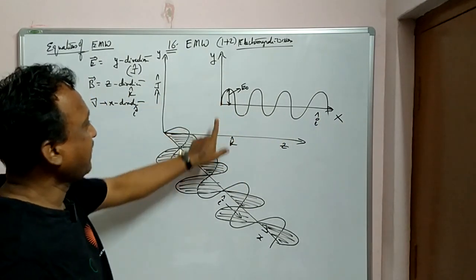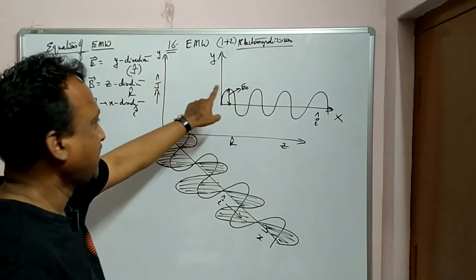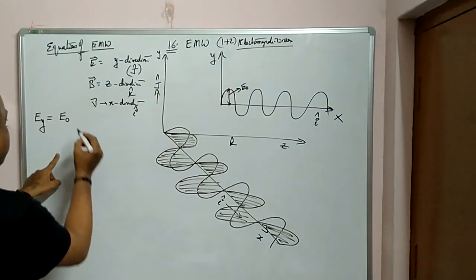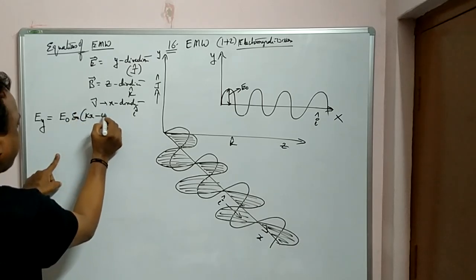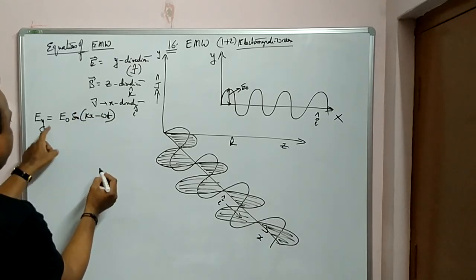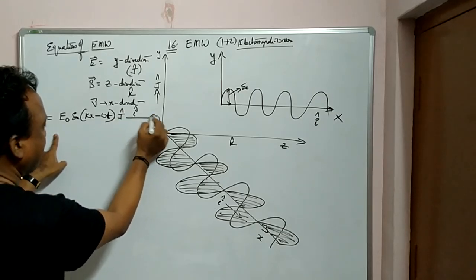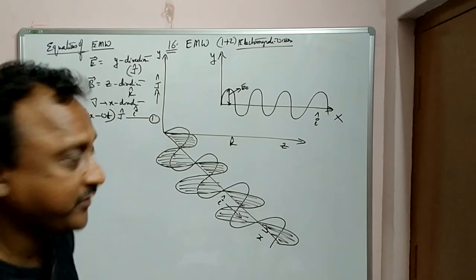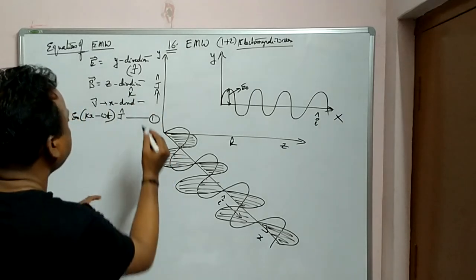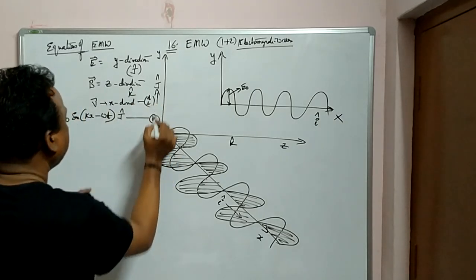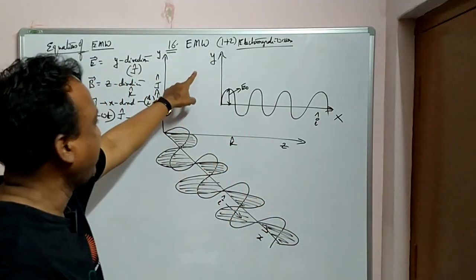So if you observe the electric field vector, the displacement is in which direction? It is along y direction. So Ey is equal to E0 into sin(kx minus omega t). Which direction is it going? Y direction. Clear? Clear, all of you? So this is the equation, the sine form of the electric field vector.